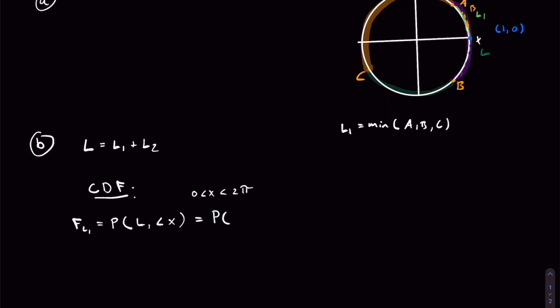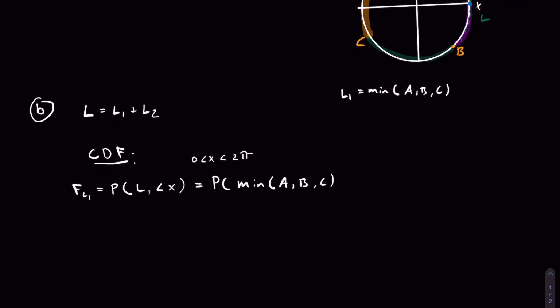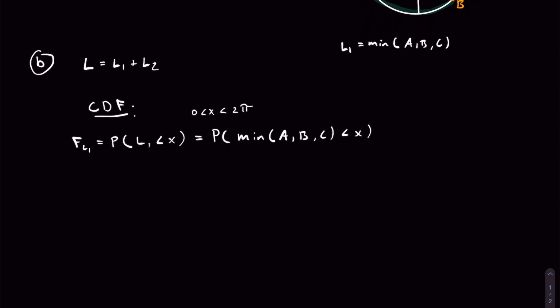So let's take this and put it in here. A, B, like that, smaller than C. And now, what does it mean that we have the minimum of? Well, the thing is that with the minimum, it's easier to think about the complement.